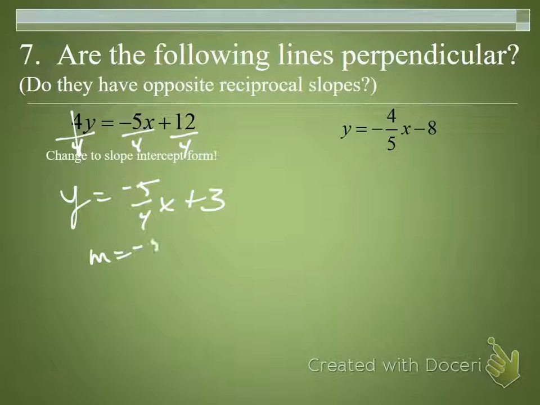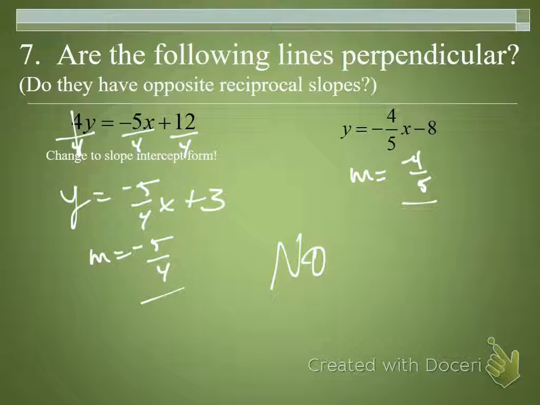So this slope is -5/4. The slope over here we already know because y is already by itself, and so we just take that slope there, and it's -4/5. Now, are these opposite reciprocal slopes? Well, they are reciprocals. If you flip one of them, you get the other one, right? We flip them over. But the signs are the same. So no, these are not perpendicular lines because their slopes are not opposite reciprocals. They're just reciprocals.